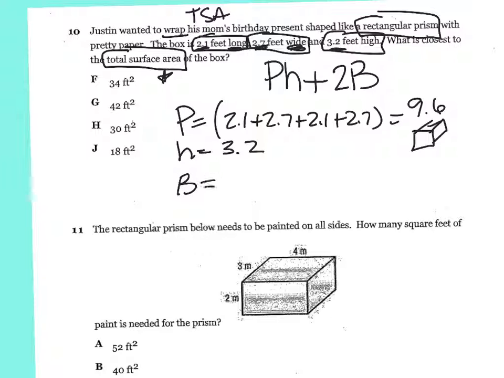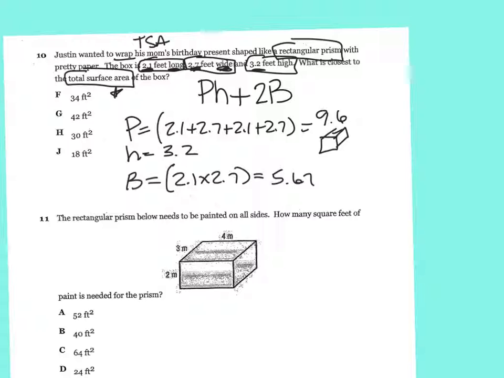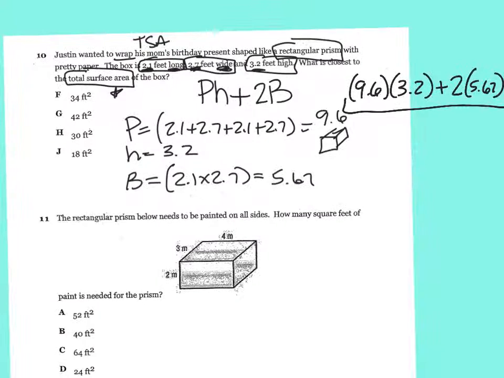And then area of the base, if my base is 2.1 by 2.7, then I'm going to multiply those, 2.1 times 2.7, and we get 5.67. So I'm going to plug all that in together. So my P, 9.6 times 3.2 plus 2 times 5.67. So I'm going to plug that all in the calculator just like I see it.